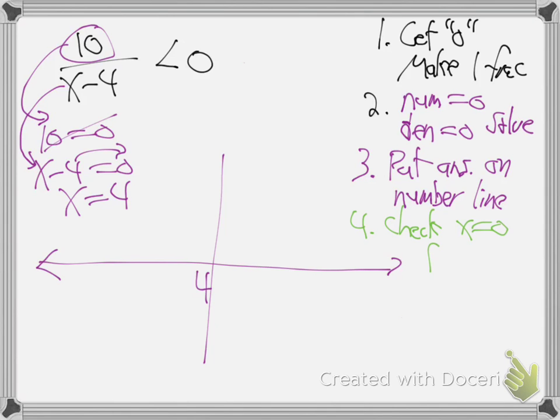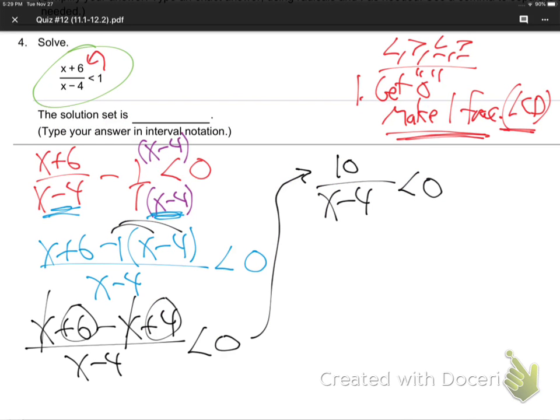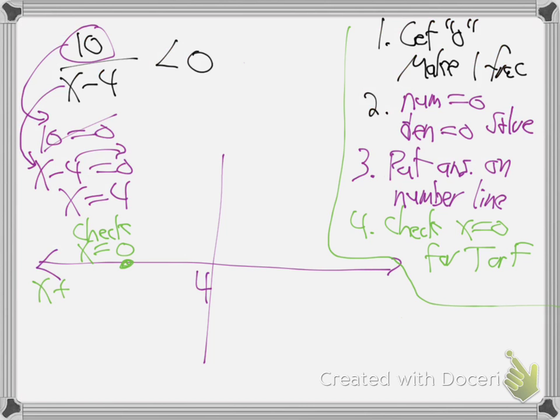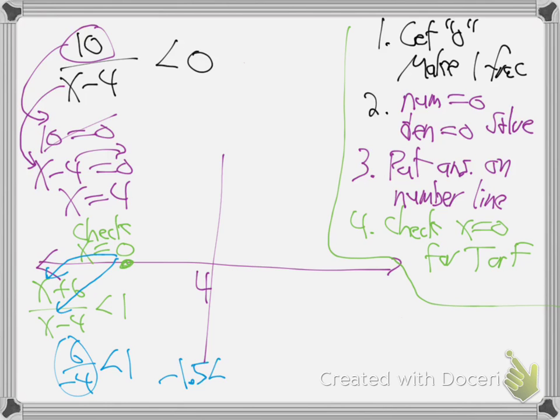Okay, and final step, step 4, check x equals 0 for true or false. So I'm going to check now. Where's 0? 0's over here, right? Here's 0. I'm going to check it with what? With the original: x plus 6 over x minus 4 less than 1. So I'm going to take that 0 and plug it in there. What do you get? 6 over minus 4 is less than 1. Is that true? If you divide this on your calculator, you'll get negative 1.5 is less than 1.